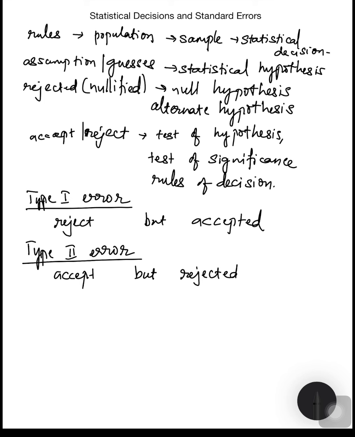Next, we will consider problems based on type 1 and type 2 errors. Here is the first problem. To test the hypothesis that a coin is fair, the following rule of decision is adopted. Accept the hypothesis if the number of heads in a sample of 100 tosses is between 40 and 60, or else reject the hypothesis. They are asking you to find the probability of occurrence of type 1 error.